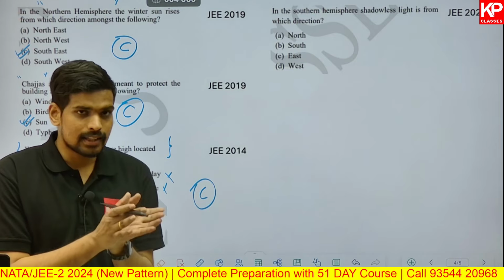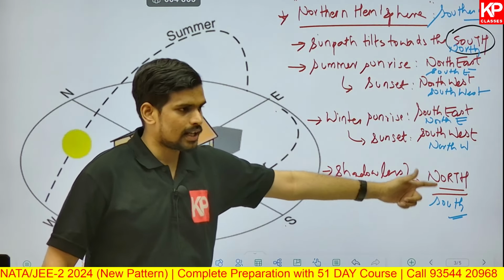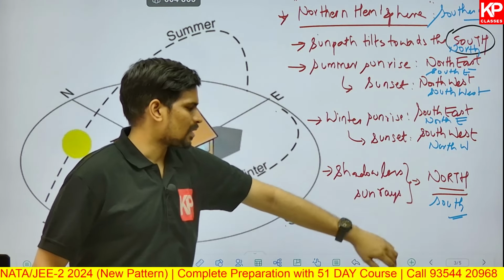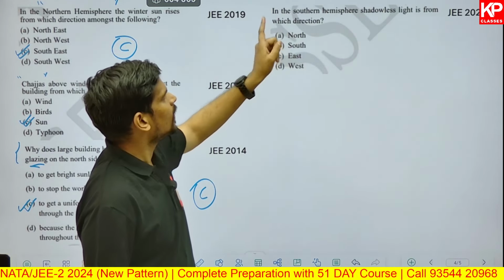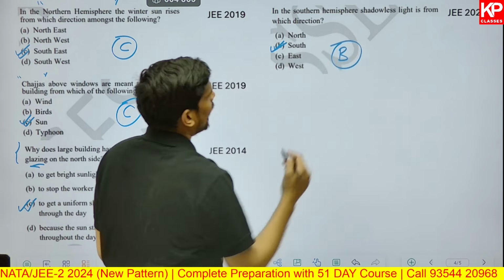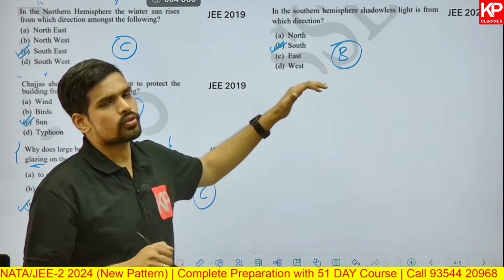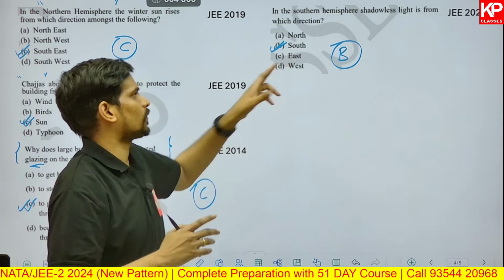I told you in the northern hemisphere, shadowless light is from the north direction. In the southern hemisphere, it is from the south direction. Direct, straightforward question: in the southern hemisphere, shadowless light is from the south direction. You need not learn it by heart. What is the reason? The reason is you get diffused solar radiation, reflected sun rays from the south direction.